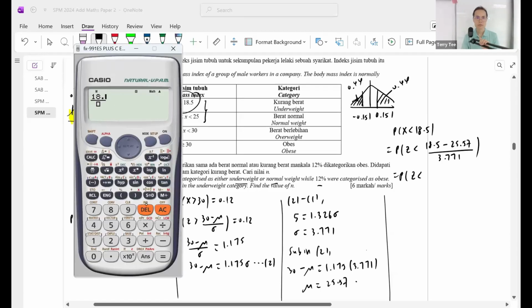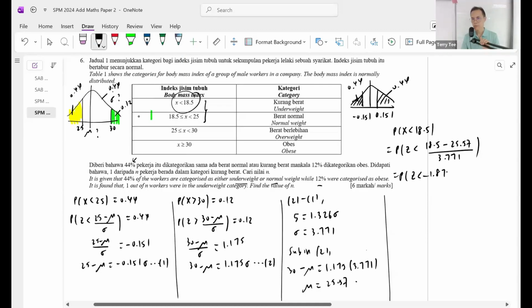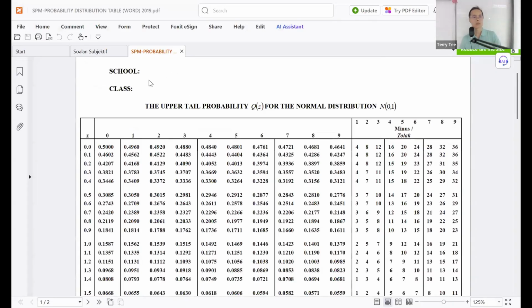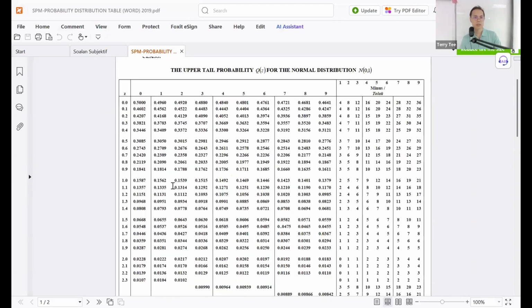18.5 minus 25.57 divide by 3.771, you get negative 1.875. Okay, negative 1.875 is on the left hand side, right? Here. So we need to again use our table to find 1.875. This one you're finding the probability given the z value. So maybe we zoom in a bit. Find out where's 1.875.